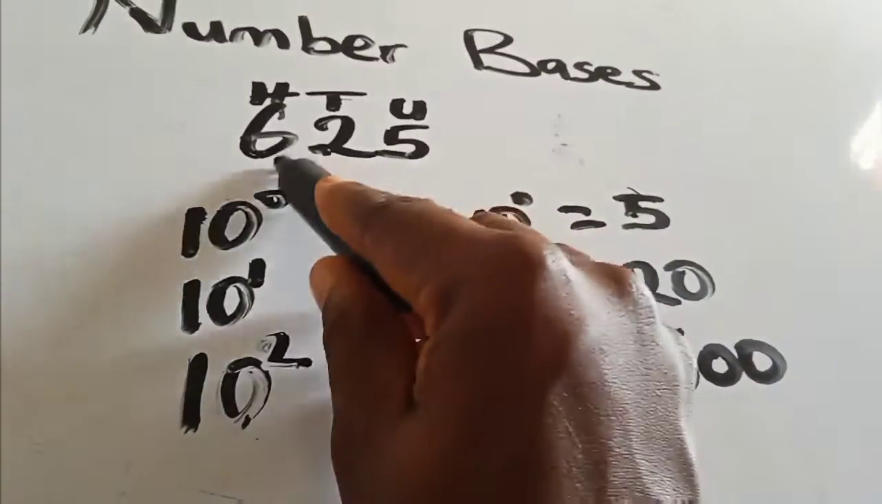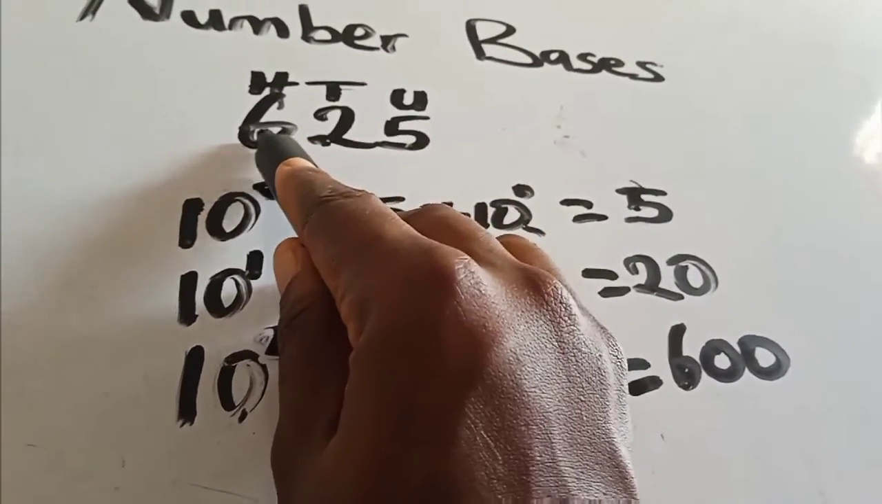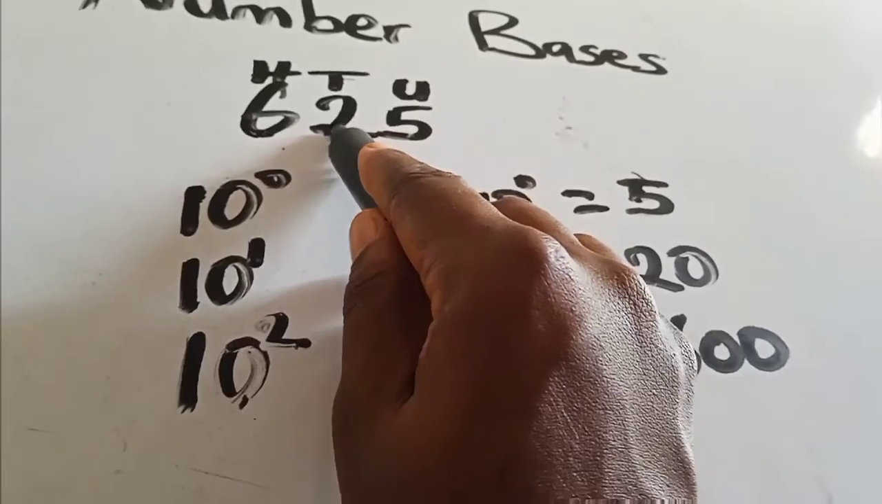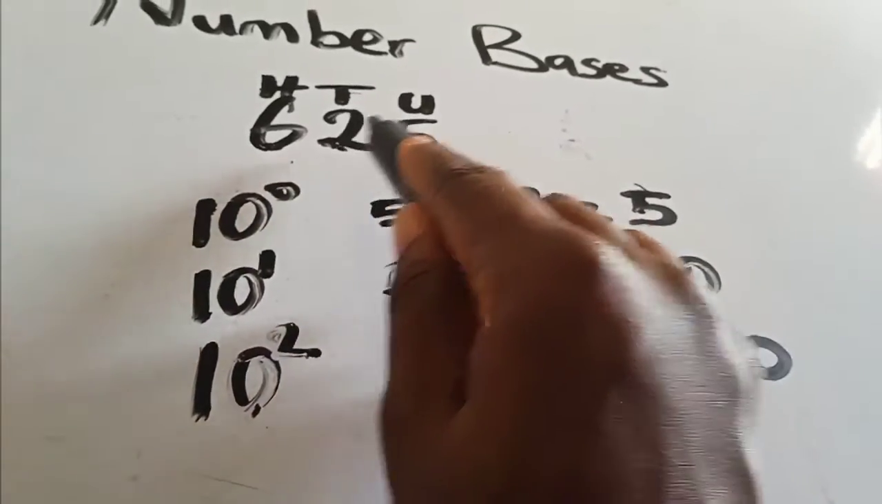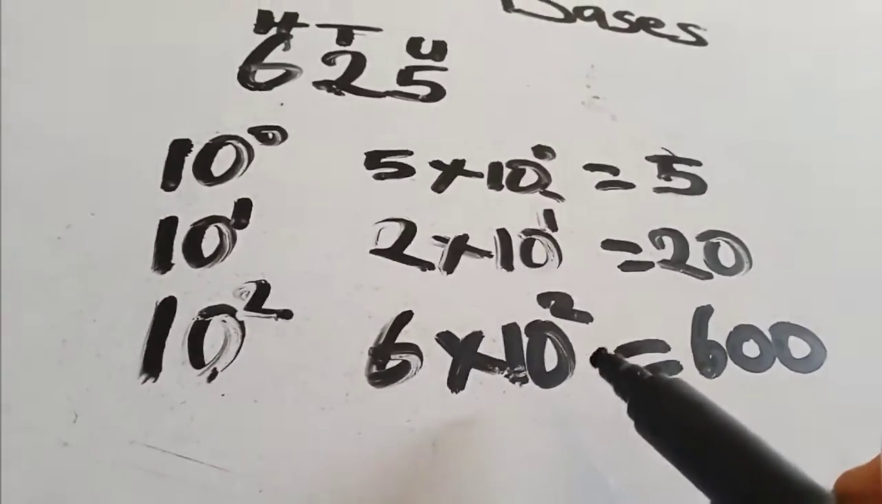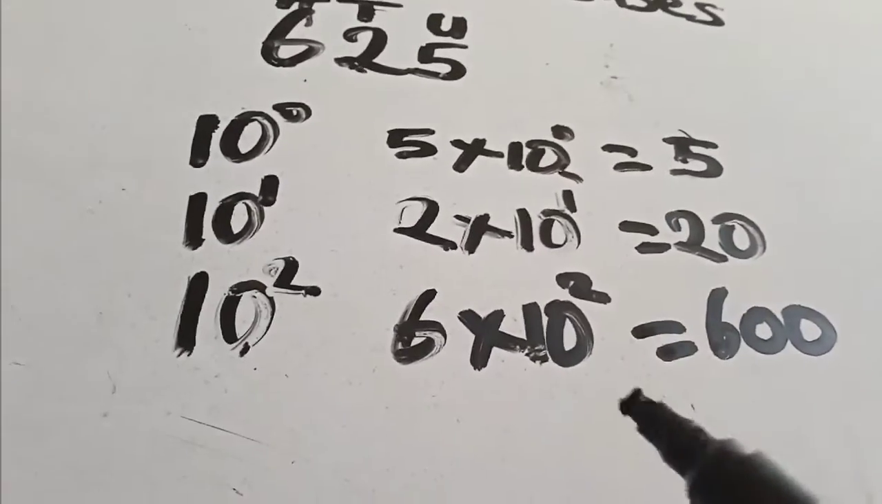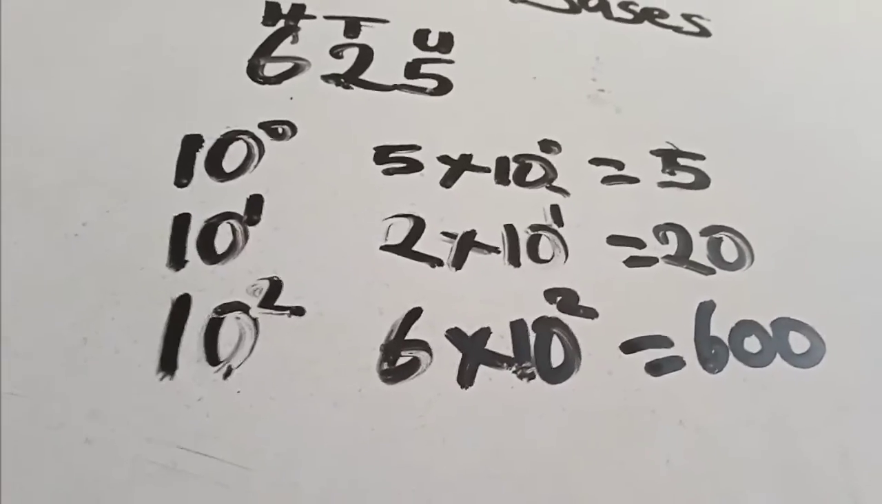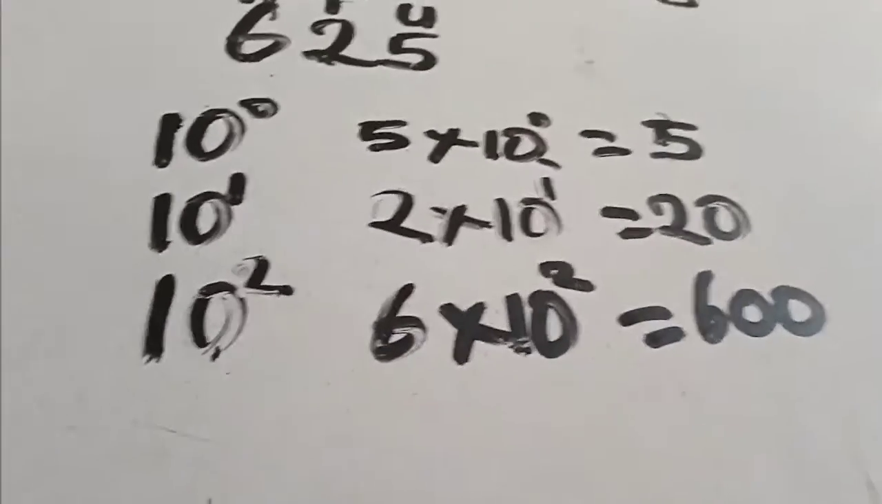So you can see 625. The place value for the 6 is 100, 20 for the 2, and that's why it becomes 25 for the units. Each of them is a result of the power of 10, because this is a decimal system, or base 10 system of counting.